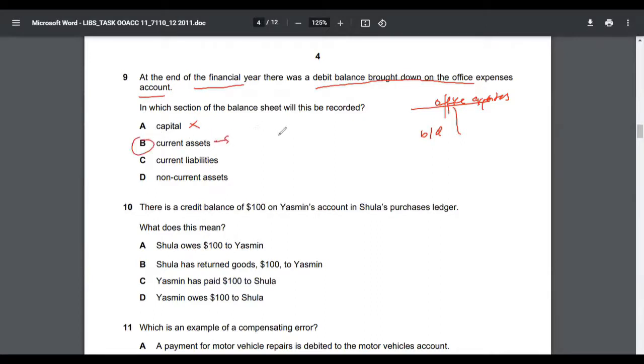This basically means that office expenses were prepaid. If you don't know what prepaid expenses are, please feel free to watch my video on prepaid expenses that I have made, and you can find that video in the basic accounting series. So the correct answer to multiple choice 9 would be option B.